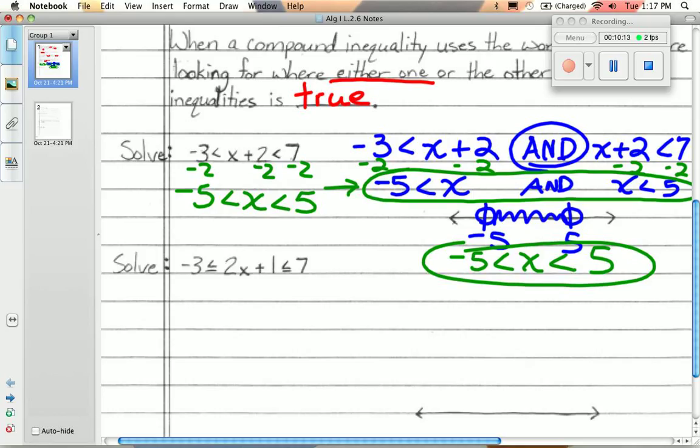So you go ahead and solve the next one then. You decide, how do you want to do it? Do you want to break them apart, or do you want to solve it by doing it to the regions? Go ahead.